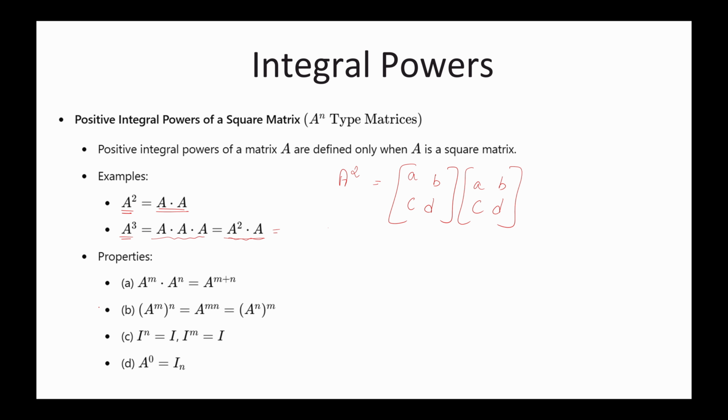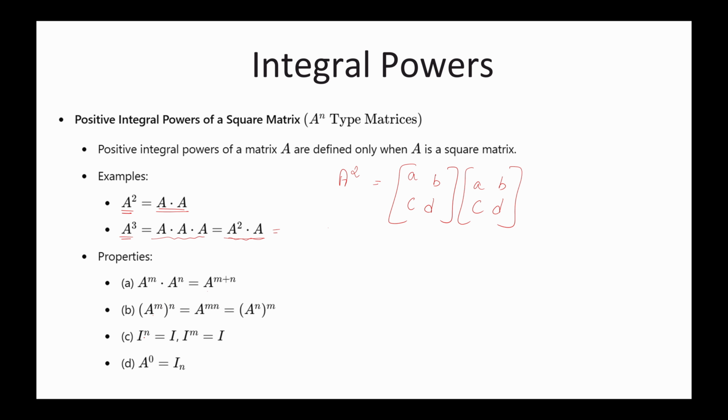Now when we come to the properties of integral powers, again, A to the power m, A to the power n, the same power properties that we use for integers are the same here for matrices as well. It would become A to the power m plus n. If we have (A^m) whole to the power n, it would become A to the power m into n.